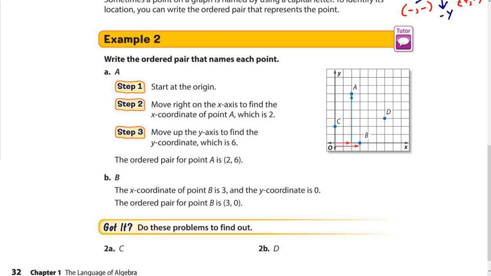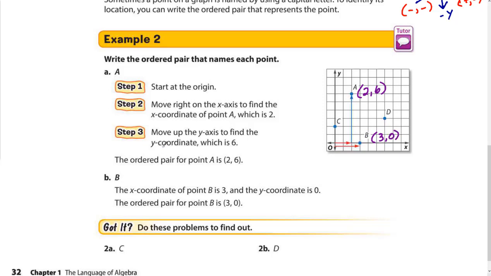All right, so you can see from examples A and B how they counted. For A, started at the origin, over 2, up 6, gives it a coordinate of 2, 6. B is a unique situation where the point actually lies on the x-axis. So they went 3 over on the x-axis, but they didn't go up or down on the y-axis, and so it's going to have a value of 3, 0.